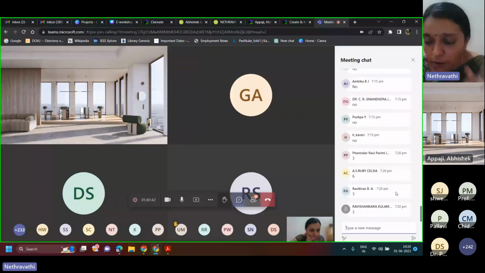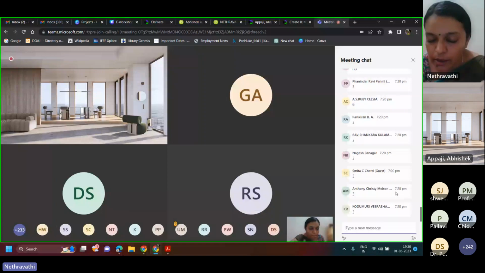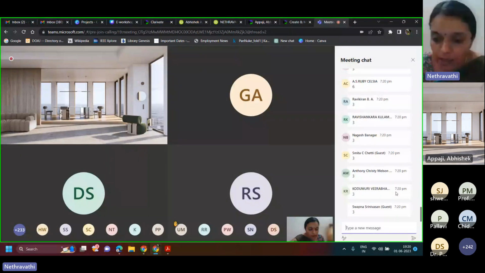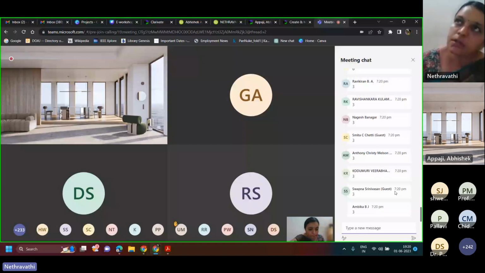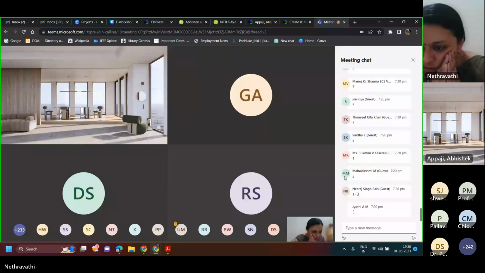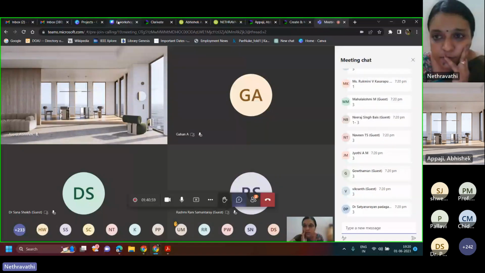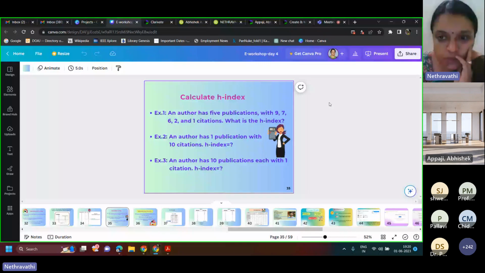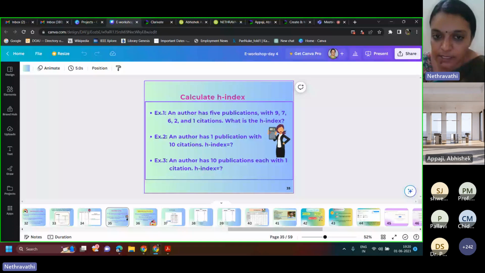Basically you have to find out the number of papers having citations more than its own number. Three is the right answer, because 3 papers have received at least 3 citations. So that is what the H index says. Okay, 3 papers have received at least 3 citations. So 3 is the H index for this example 1.